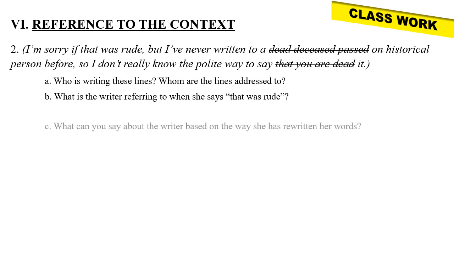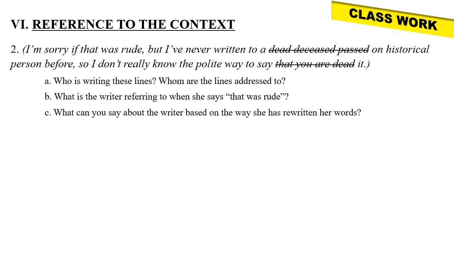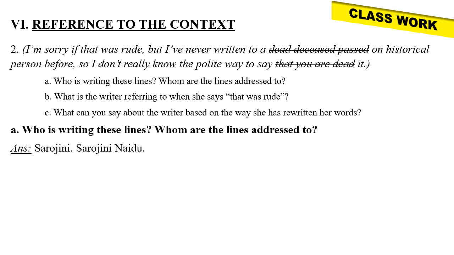Okay, next one, what can you say about the writer based on the way she has rewritten her words? Okay, she was striking down some of the words and she was rewriting it. Okay, so what shows it? Okay, அது அப்படி எழுதுறதுல என்ன தெரியுது அப்படின்னு கேட்டிருக்காங்க. So it's up to you, you have to write the answer. So let's see the answers.